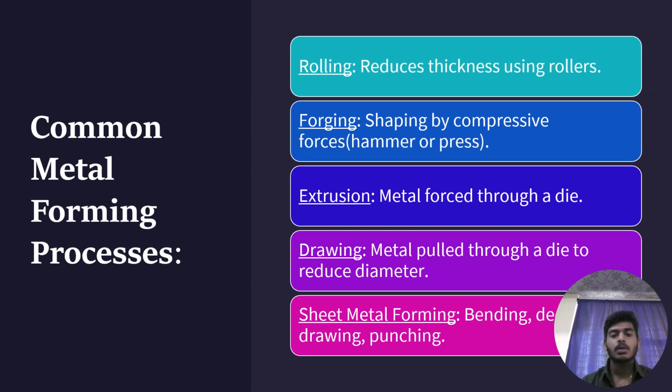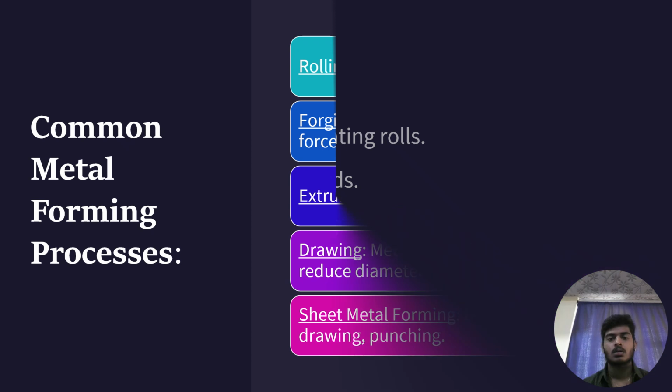Common metal forming processes are rolling, forging, extrusion, and drawing. In rolling, metal passes between two rolls to form sheets or rods. In forging, metal is shaped by hammering or pressing. In extrusion, metal is pushed through a die to form long shapes like pipes or rods. In drawing, metal is pulled through a die to make wires.